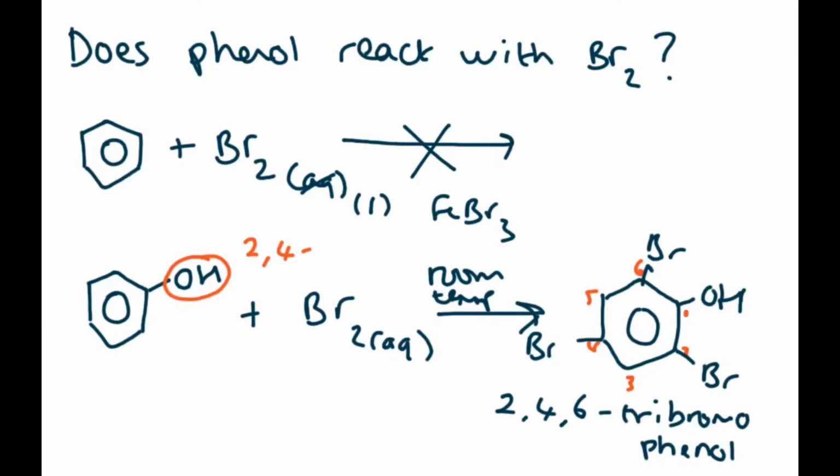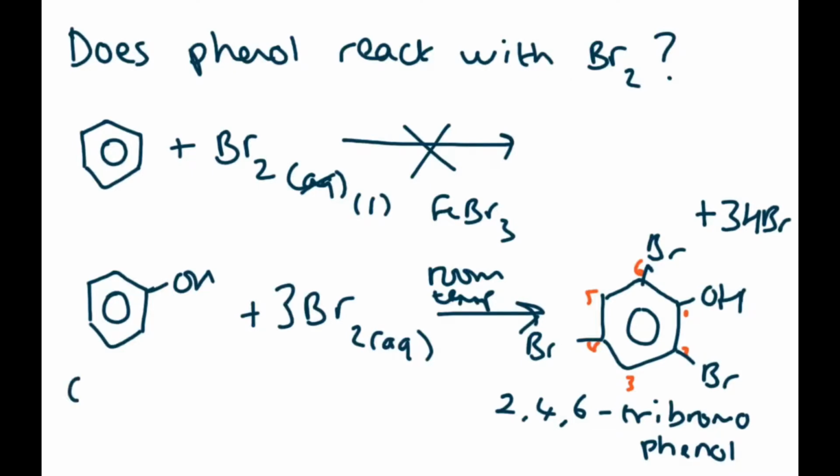It's not balanced, so we're just going to need to balance it. I'm just going to tidy it up a little bit. We need to balance it. So we have lost a hydrogen on each of these carbons, so we need 3 HBr, and we need 3 bromines like this, yeah?